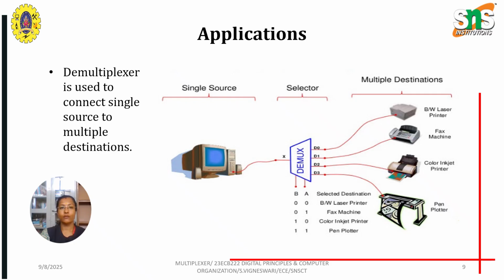Applications of a demultiplexer include data routing. It can also be used in the design of an arithmetic and logic unit, and in the design of a parallel to serial converter circuit. This system is efficient in transmitting a single signal over multiple data streams.